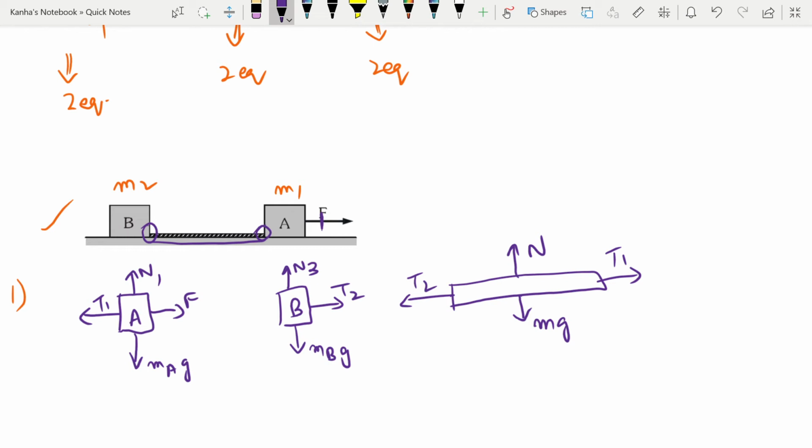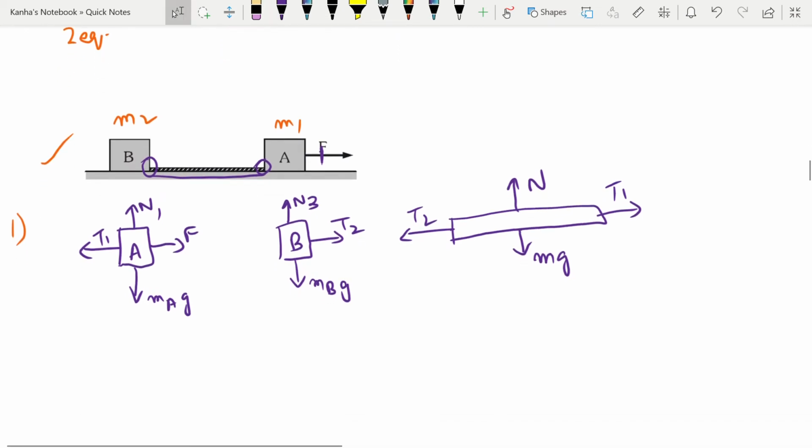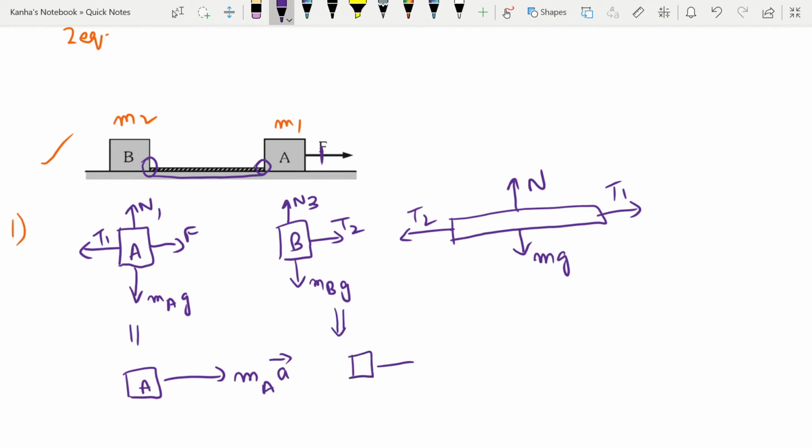These are very clear. Now for each you can easily write the equations of motion. Note what this means. This means that A is being acted upon by a force which is equal to mass of A into the acceleration of the system. This is equivalent to B moving with MB into a, and the string moving with M into a. Note a is the same, only the masses are varying.